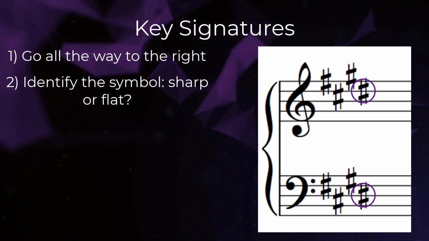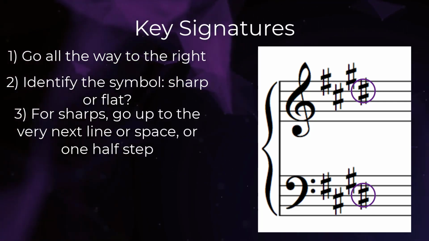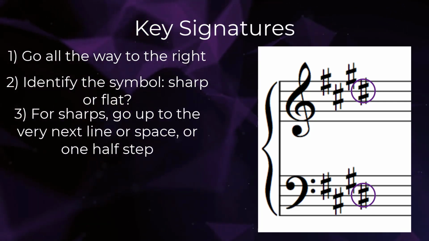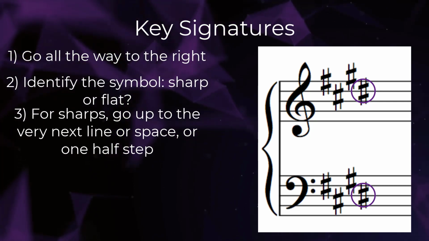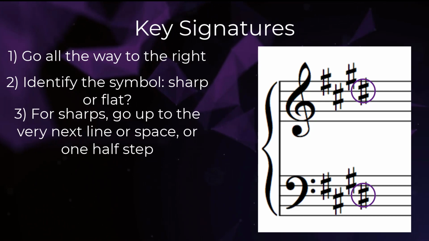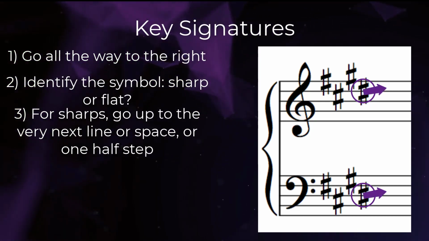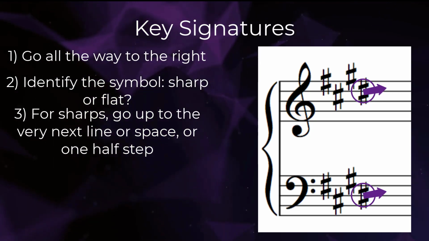Step 3 gets a little tricky, but it is the same based on which symbol you identified in step 2 for all instances. For sharps, go up to the very next line or space from that rightmost symbol, or up 1/2 step. Here, our last sharp is on D sharp, so we go to the next line, or in this case, a space, and write a note head on this space.